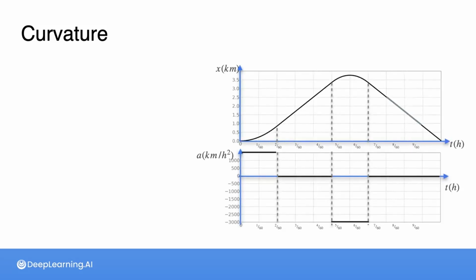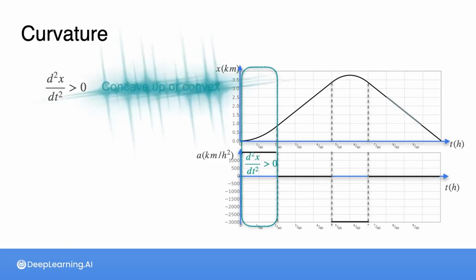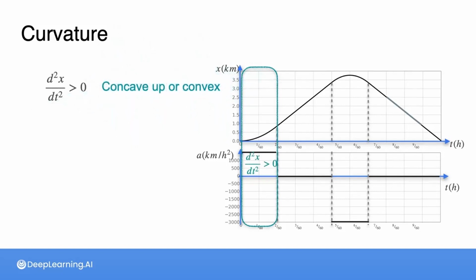Let me get a bit more into the curvature. When you have a positive second derivative, as in the first piece of the distance, you have a concave up function. This is also a convex function. In this function, as you can see, the second derivative is positive and the function is increasing at an increasing rate. You're increasing the speed and therefore your distance increases more and more each time.